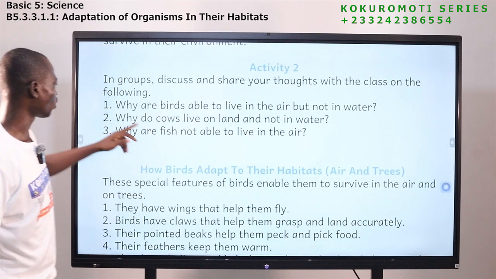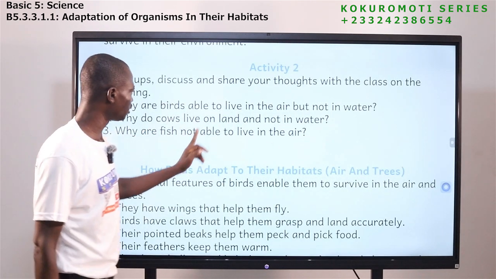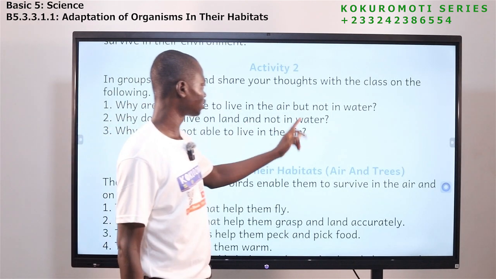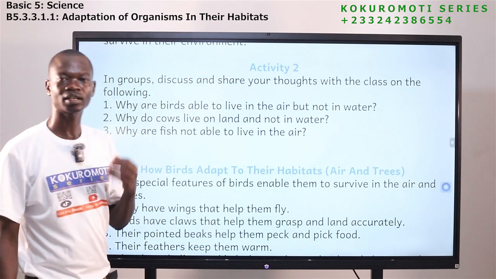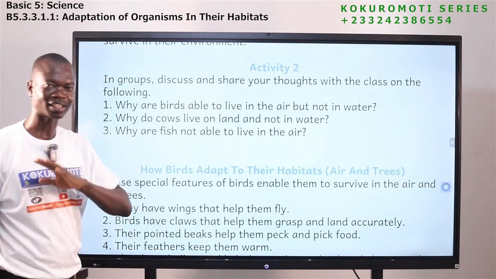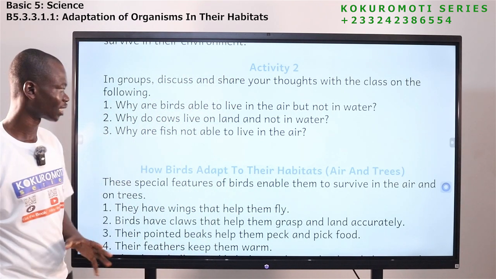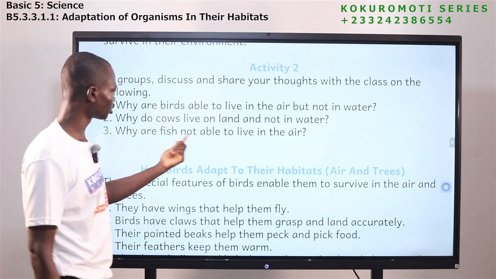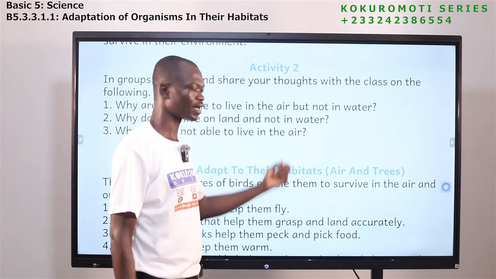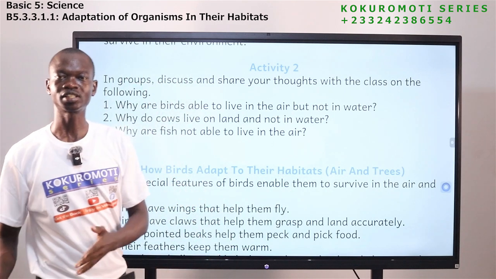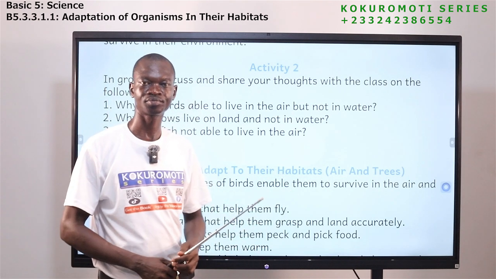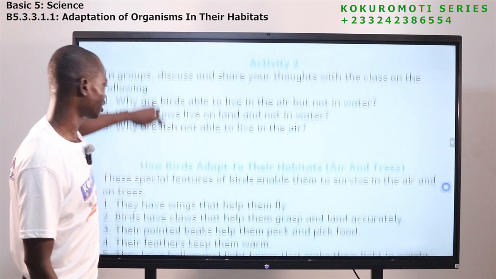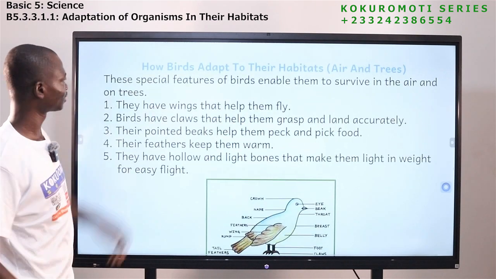The next one, why do cows live on land and not in water? Cows are able to live on land, but they are not able to live in water. Why? The last one, why are fish or fishes not able to live in the air? So why is it that fish cannot live in the air? Okay, now let's look at the answers.